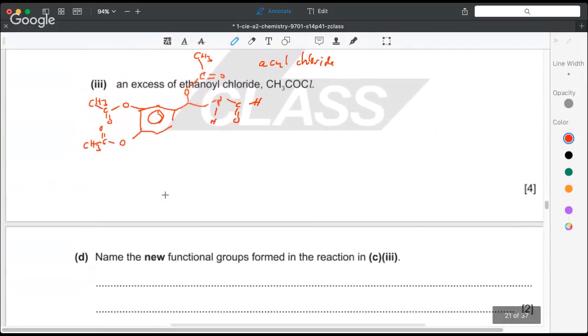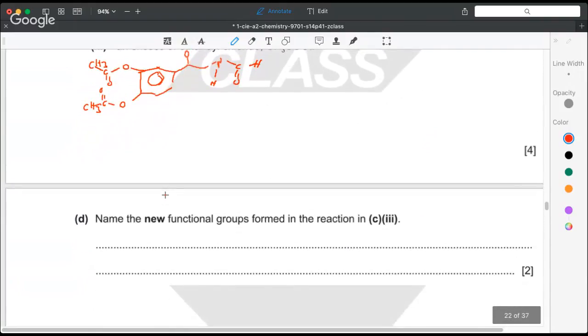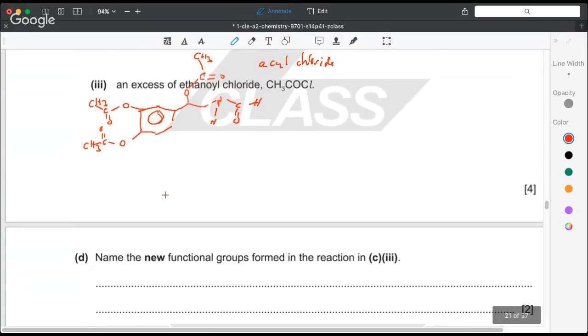Okay, so you got 2 marks here. If you look back through there, you created 3 esters, didn't you? And 1 amide. So the 2 new functional groups you got there, you got 3 esters, and you got an amide. Pretty obvious what the 2 marks are for there. Good.